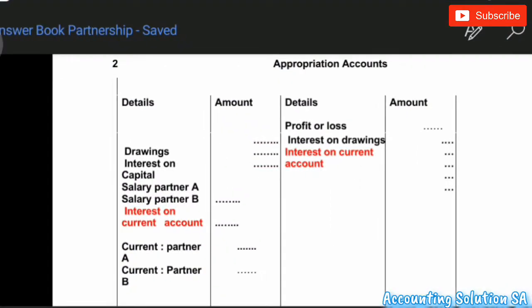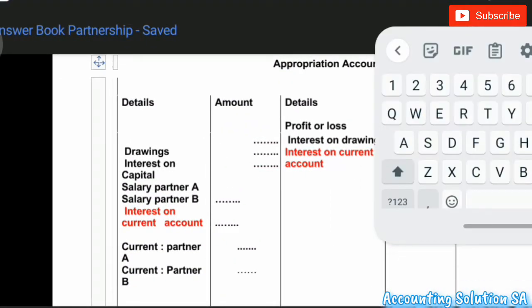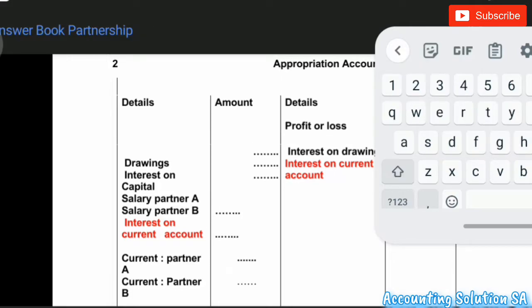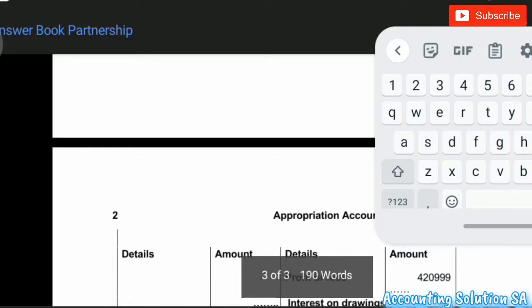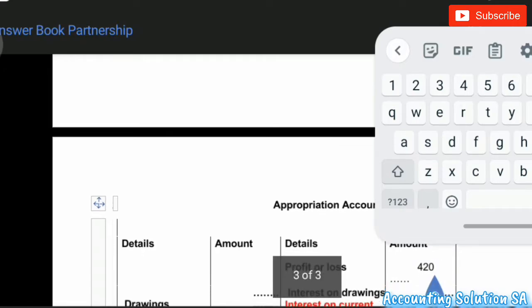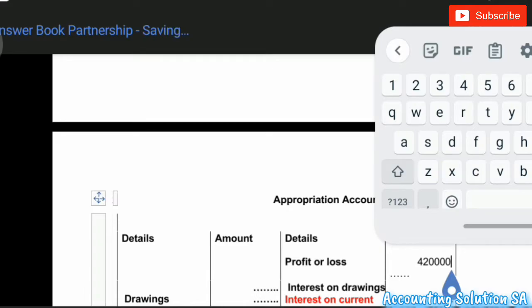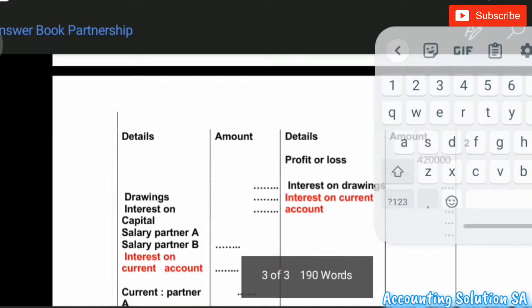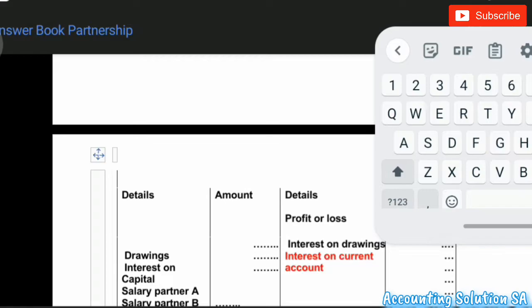120,000 is 420,000 profit and loss. Okay, then let's go to interest on drawing.